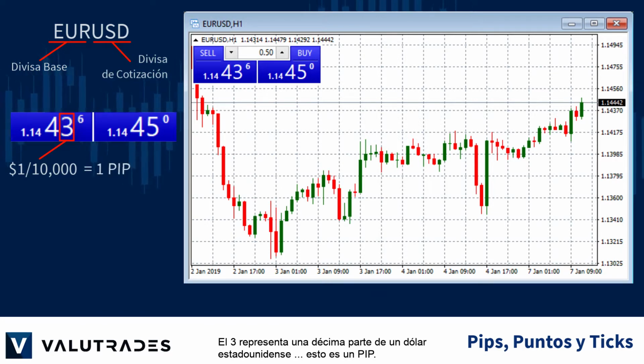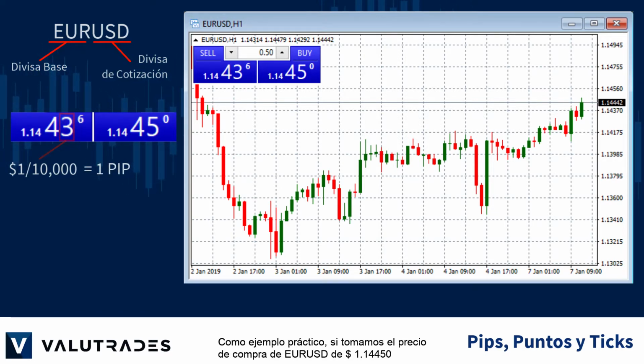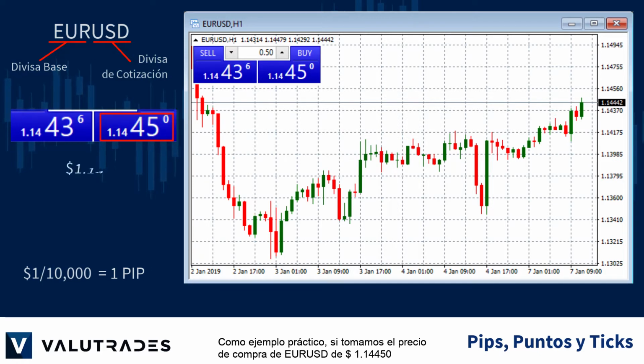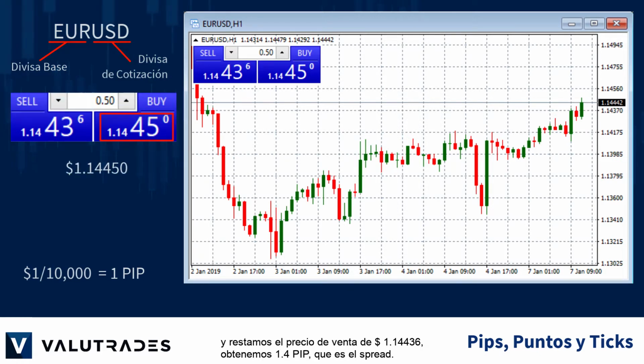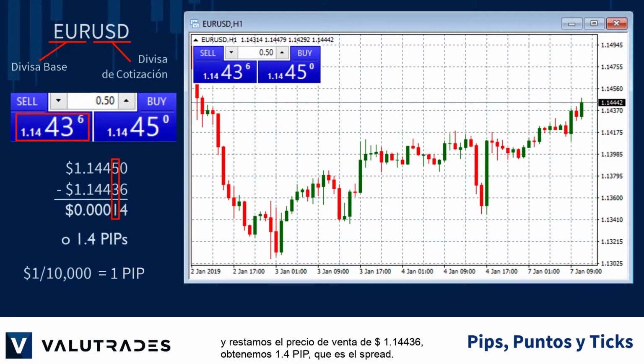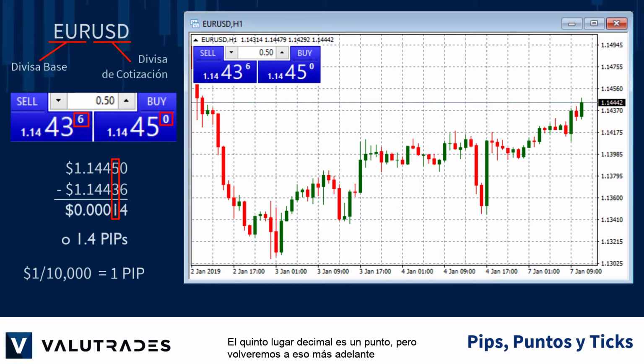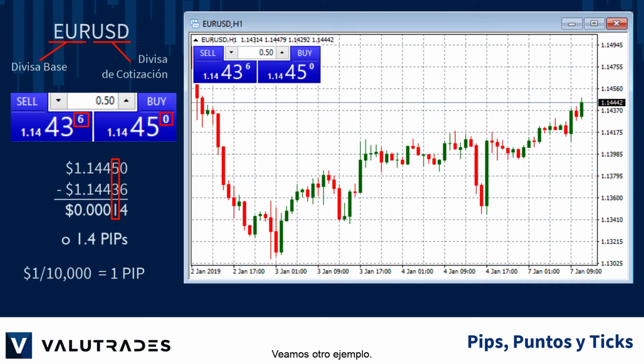This is a pip. As a practical example, if we take the buy price of euro-dollar of 1.14450 and subtract the sell price of 1.14436, we get 1.4 pips, which is the spread. The fifth decimal place is a point, but we will come back to that later. Let's look at another example.